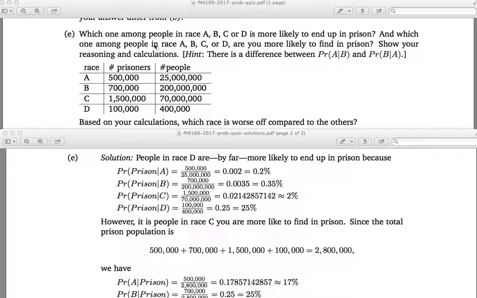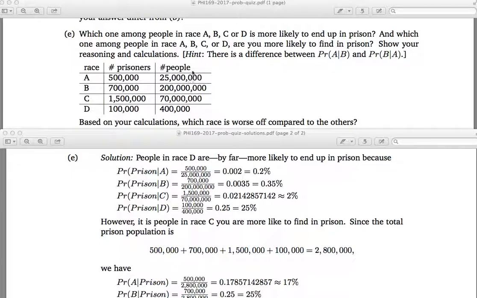So we have racial or ethnic groups, A, B, C, and D, just called very generically, and they are in prison. The question is: among people in race A, B, C, or D, which one are you more likely to find in prison? And which one among people in race A, B, C, or D is more likely to end up in prison? So these are two different perspectives.